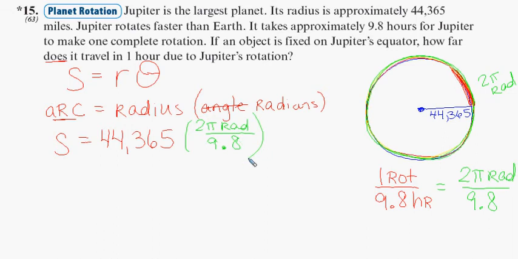Now, radians are technically unitless, so we wouldn't even have to write the unit here. So we could actually just write it as 2 pi divided by 9.8. And when all is said and done, you should end up with 28,444 miles. And that's how far the object has traveled in 1 hour.